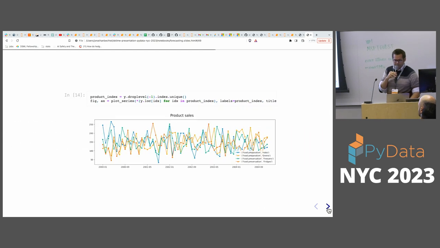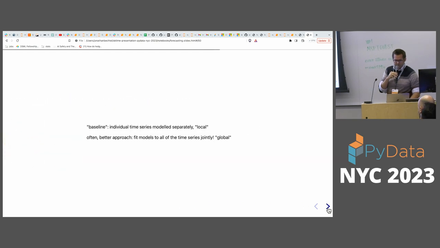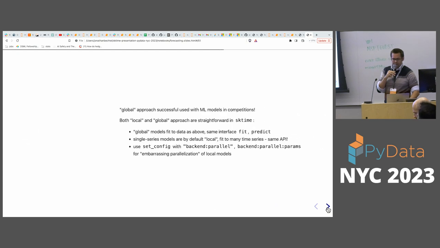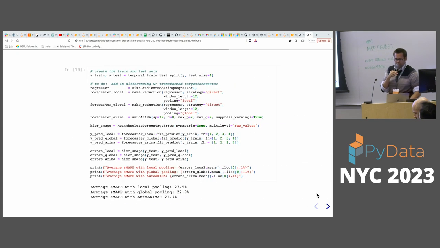All right. Skip this real quick, just in the interest of time. This is kind of the difference between local and global forecasting: fitting an individual model for each time series versus fitting a single model for the entire thing. And if you look at this with SKTime, let's take a look at some code. You can also do this easily as well.